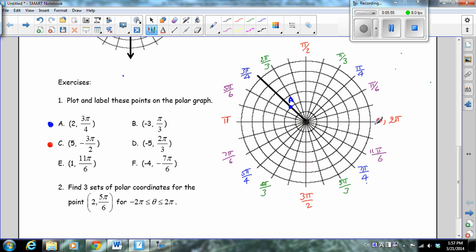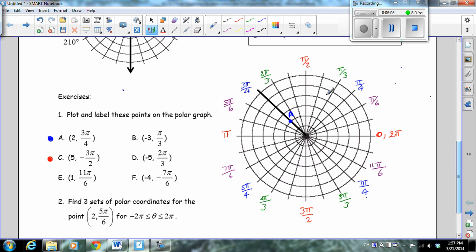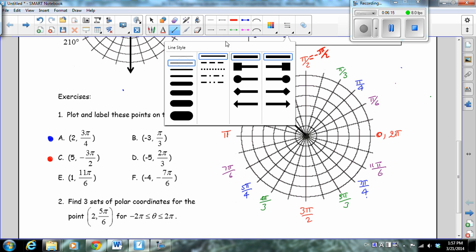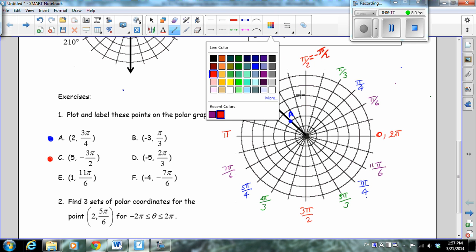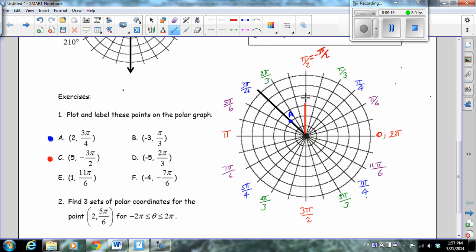So from 0, here is negative pi over 2, negative 2 pi over 2. My negative 3 pi over 2 will be here at the same location as pi over 2. So this is also equal to negative 3 pi over 2. Now that I know that negative 3 pi over 2 is located here, I will once again draw this line. It's going to be located on this line. That's my negative 3 pi over 2.